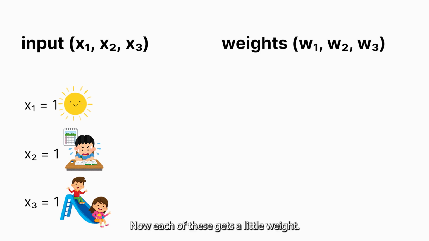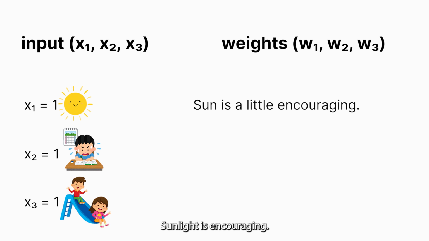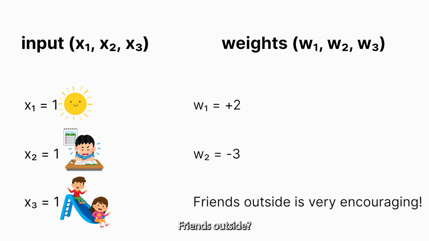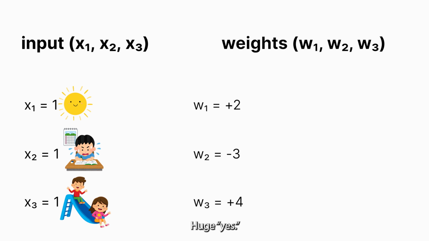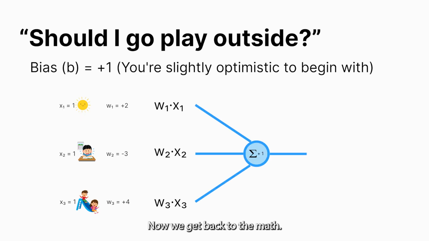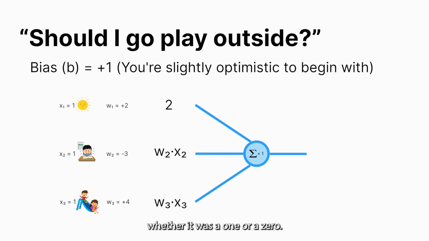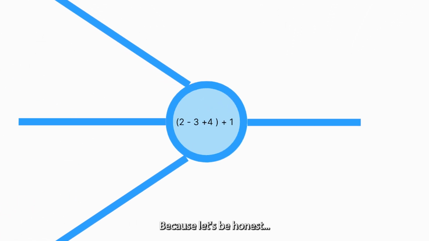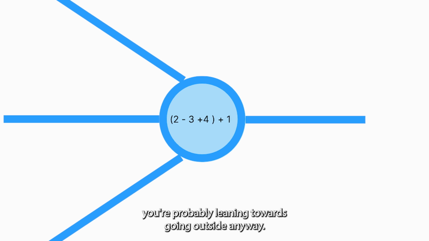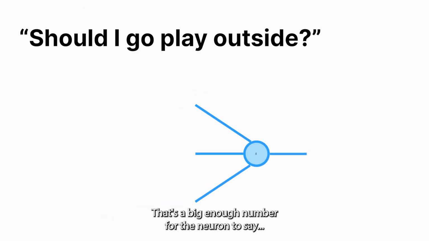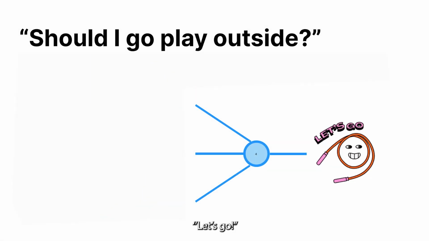Now each of these gets a little weight, like importance points. Sunlight is encouraging. Homework? Big no, especially with a test coming. Friends outside? Huge yes. Now we get back to the math. We multiply each weight by the value of that input, whether it was a 1 or a 0. Then we add the bias, because let's be honest, you're probably leaning toward going outside anyway. The result? 4. That's a big enough number for the neuron to say, let's go.